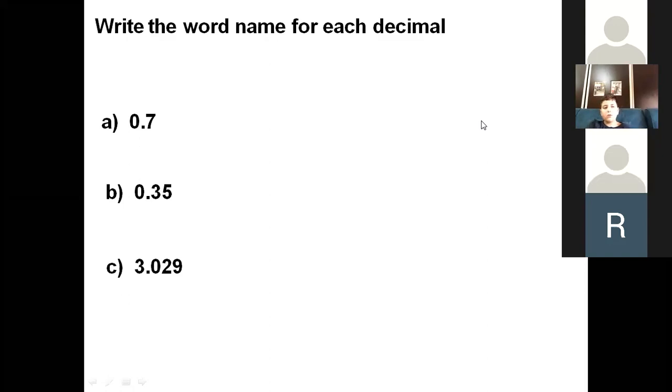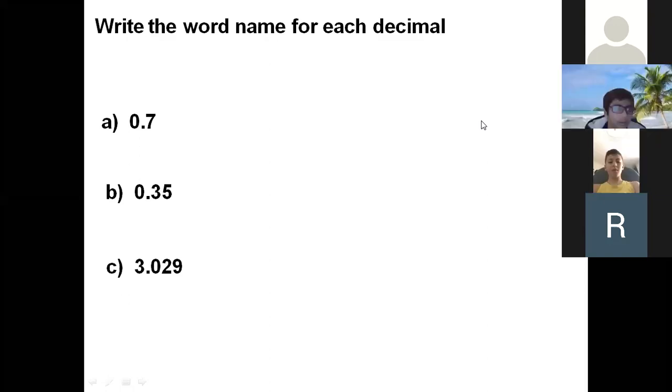Yes, Muhammad. Part C. 3 point. No, we don't say point. How do we read the point? 3 and 29 what? Thousandths. Excellent, Muhammad. 3 and, see there's a 0, skip it. 29, what is that? 29 thousandths. Yes, excellent, Muhammad.